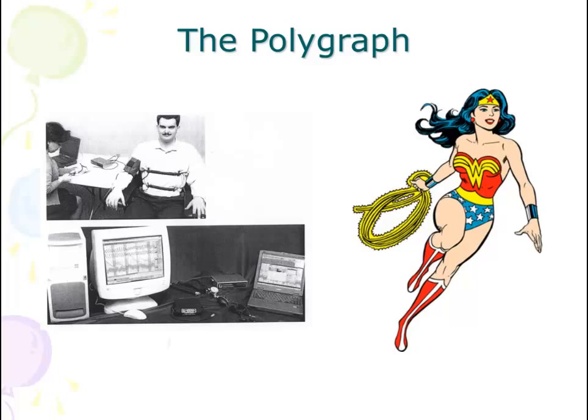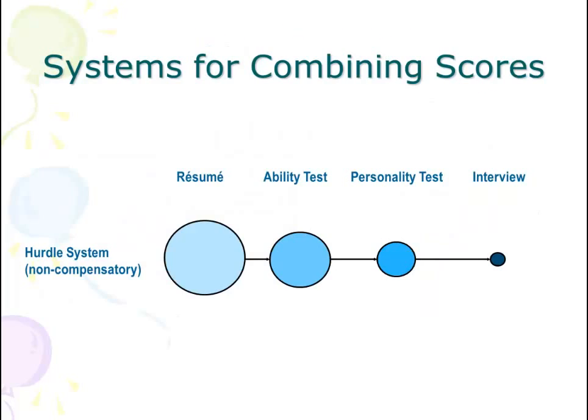Now that we know about some of the selection tools that are out there, how do we integrate all this information into an actual hiring decision? There are a couple different approaches. In the hurdle system, which we see here, applicants go through multiple stages. In this example, a resume followed by an ability test, followed by a personality test, followed by an interview.